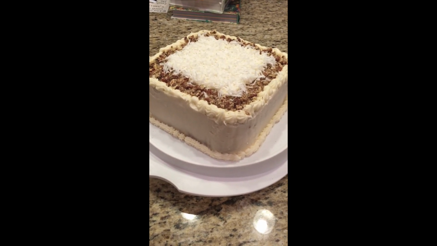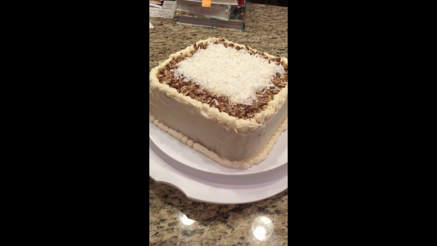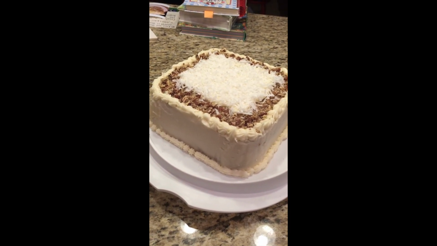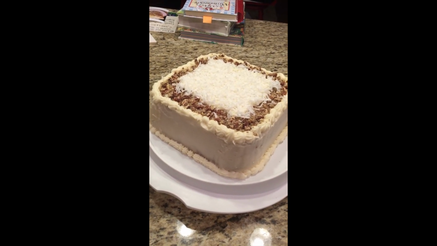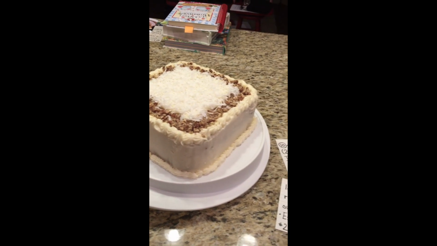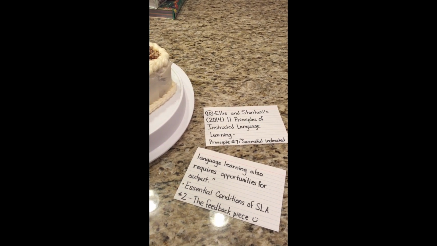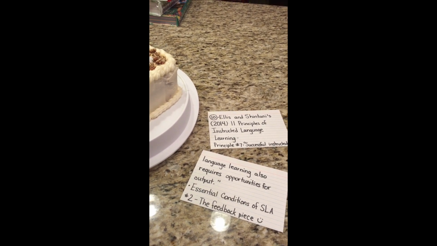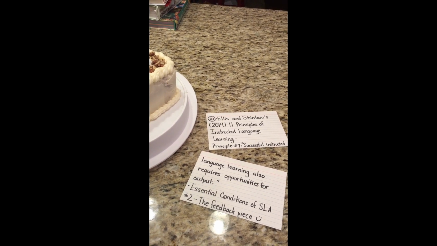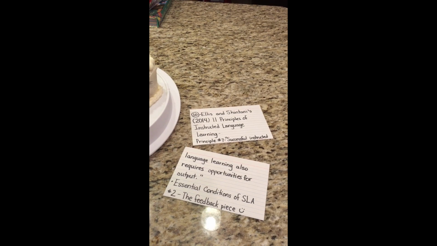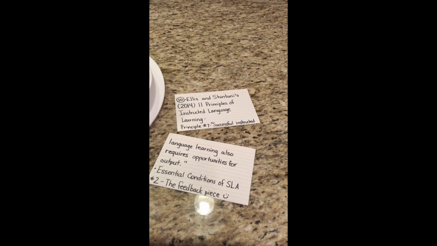Finally, to make the carrot cake as pretty as possible, you should ice it, and I like to add a little flair with shredded coconut and toasted pecans. In SLA, this could equate to Ellis and Shintani's 7th principle of successful instructed language learning, which also requires opportunities for output. Brown and Larsen-Hall describe output as the chance to produce language externally and then reflect on the language produced. I think this ties in with the second essential condition of SLA, where teachers provide feedback.